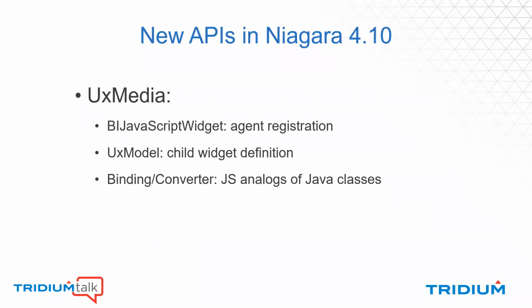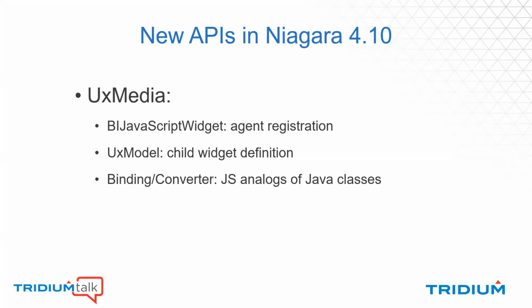Now, just to touch on some of the new APIs in 4.10 real quick, BI JavaScript widget. That is an agent registration that would mark a JavaScript widget as being a direct UxMedia re-implementation of a Java widget. So for example, for a button, we have BButton, which is the original Java-based Baja UI widget. And then we have button.js, which is the direct re-implementation of that. And BI JavaScript is how we draw that line. We say button.js is a direct re-implementation of BButton, so please use that in its place when you're in the browser.